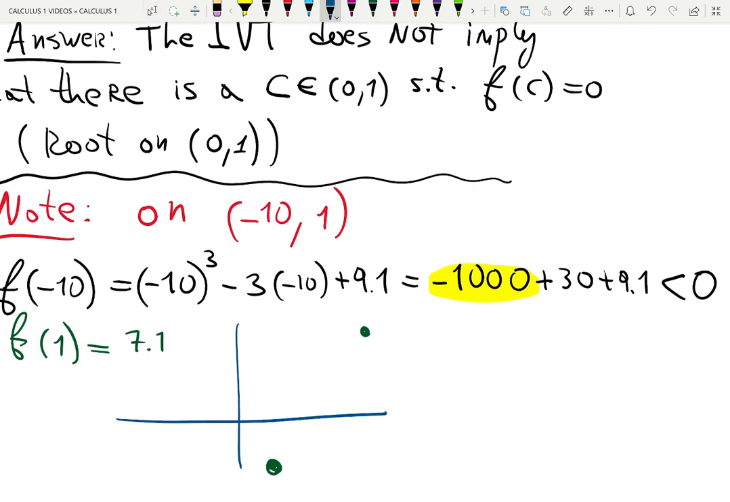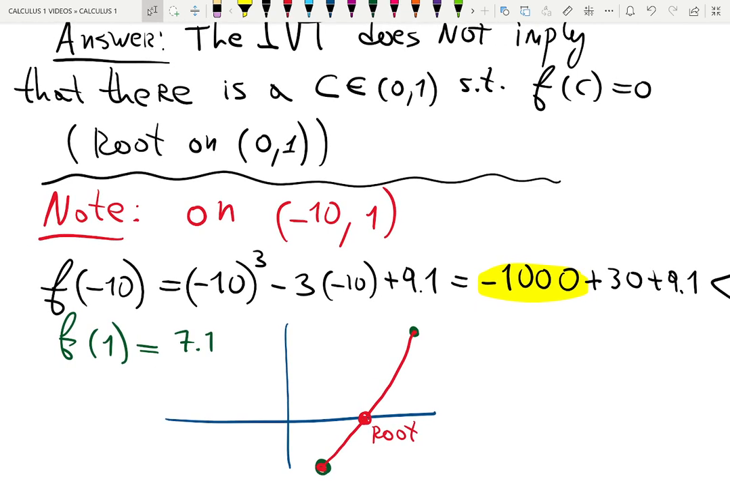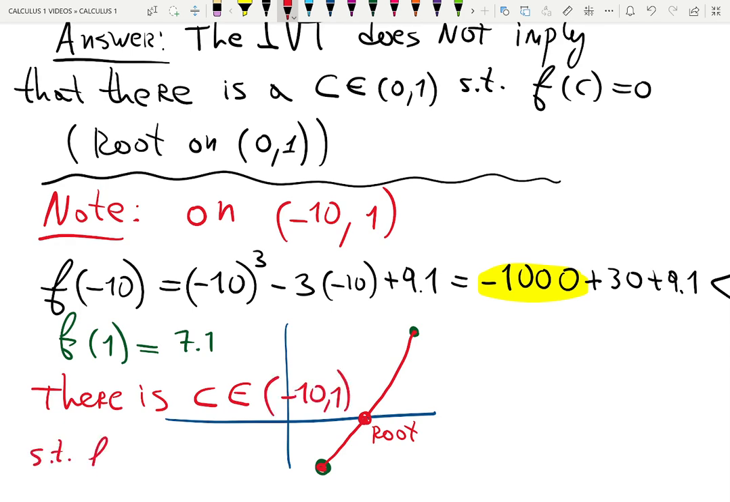Since the cubic function is continuous, it could not just jump from one point to another point without crossing the root. For this example, the intermediate value theorem tells us that a root exists, and now we can use any kind of methods to find that root. So there is c that belongs to the new interval I've created, such that that number c gives me height 0. So this is input x equals c, and that is the root.